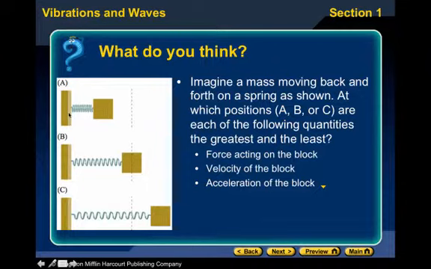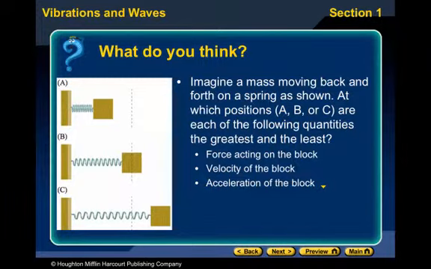Which one has the greatest velocity? Well, it goes back from A, B, C, B, A, B, C, B, A. Because it's going the fastest. Okay, you're asking about the velocity. Yeah, but at C it's slowing down because it's got to go back.